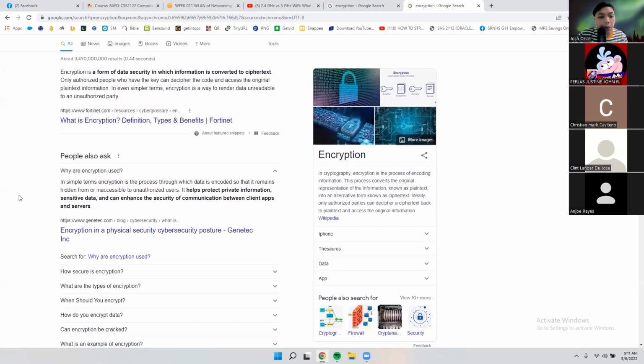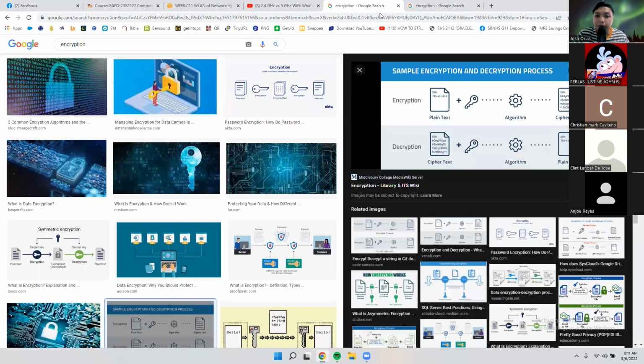So it helps to protect private information and sensitive data, and enhances security of communication between client apps and servers. Okay? Kaya ito yung way para ma-secure po yung ating information, yung mga ginagawa po natin. Siyempre, sa cloud, especially the cloud. Pinaka-high security nito, syempre yung mga bangko natin.